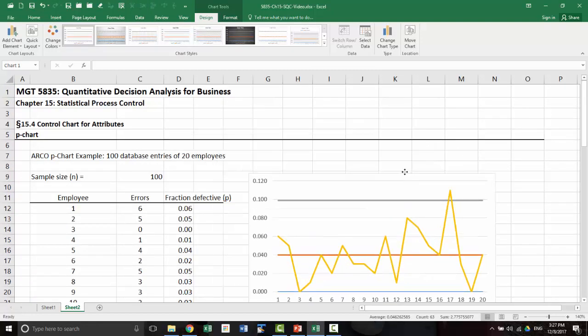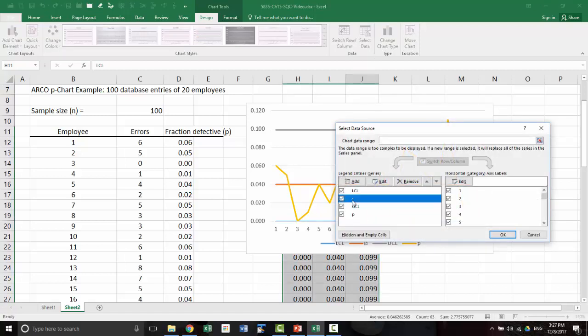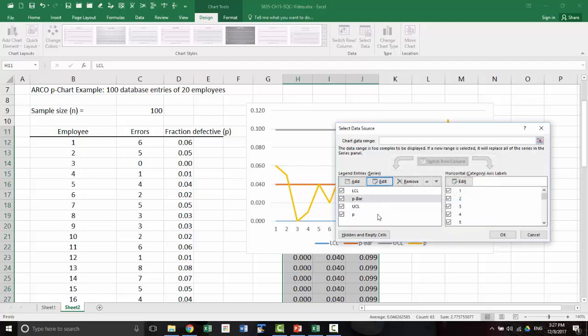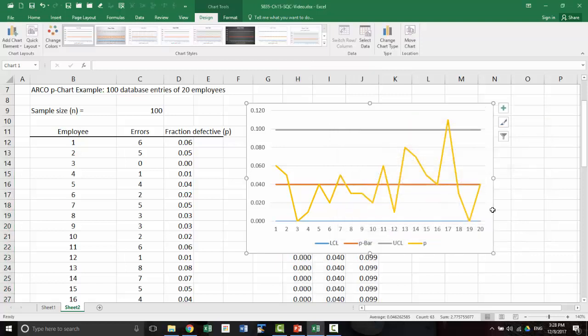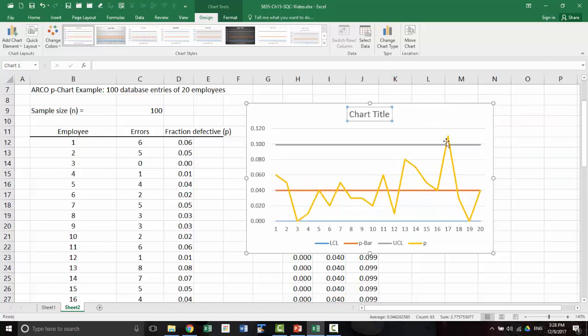Now we have the plot, and you see that there is a point that falls outside. Here the label is not showing up correctly, and that's because the P bar font is not good, so it's not appearing properly. So let me spell it out as P bar and also add a chart title. That would be P chart.